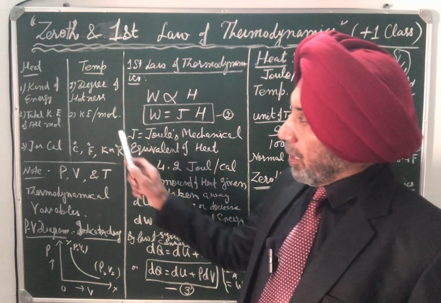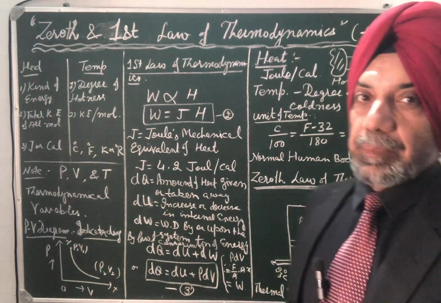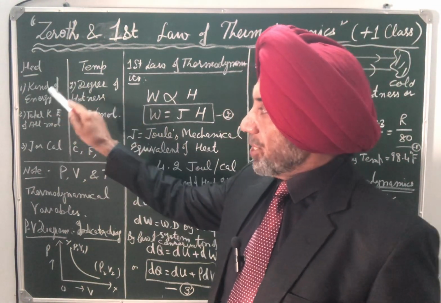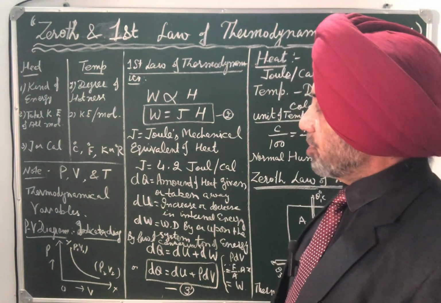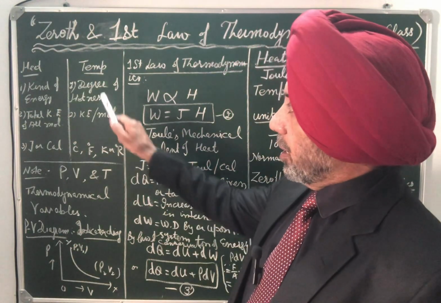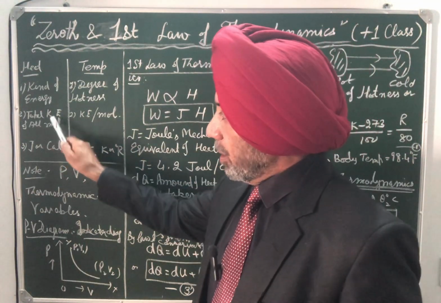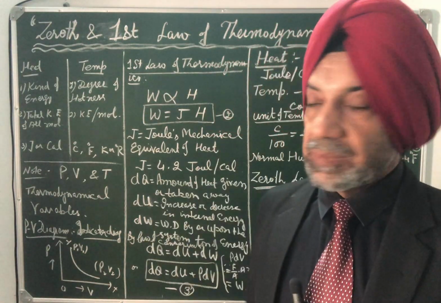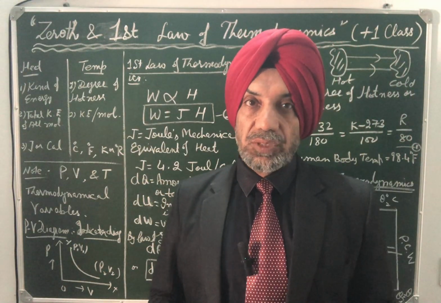Then what is the difference between heat and temperature? We have studied heat and temperature, so we can differentiate between them. Number one, heat is a kind of energy that is observed by sense of touch, or which produces sensation of warmth or coldness, whereas temperature is the degree of hotness or coldness. Total heat depends upon total kinetic energy of all the molecules of the system, whereas temperature depends only upon kinetic energy per molecule. That will be proved later on.